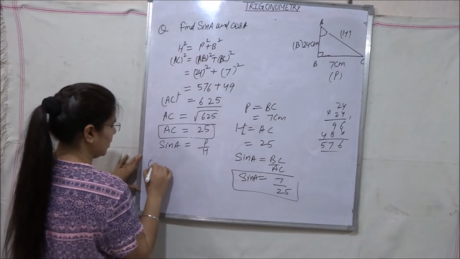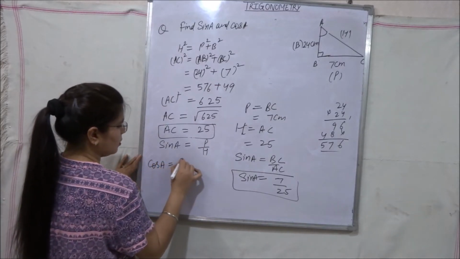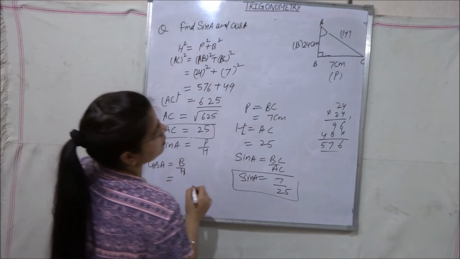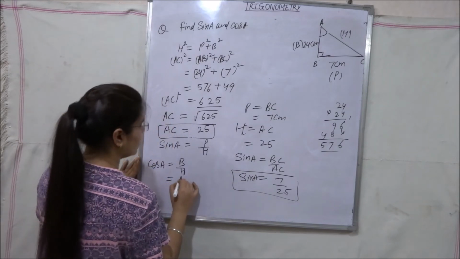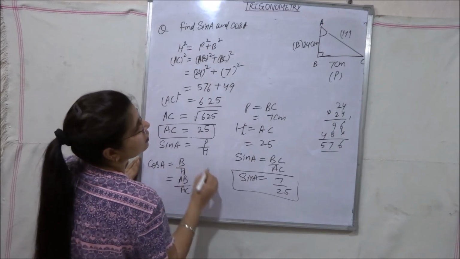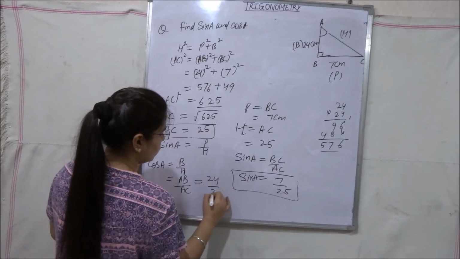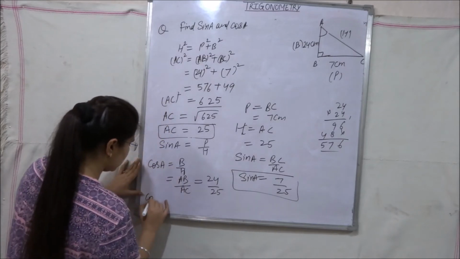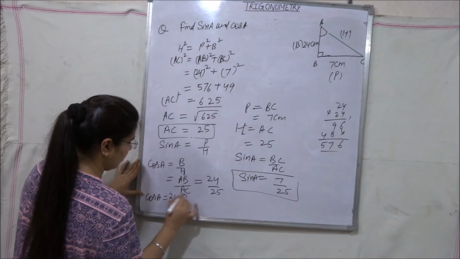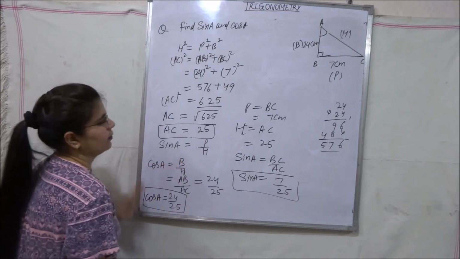In a similar way, cos A is B upon H. So base is AB upon AC, that is 24 upon 25. So cos A equal to 24 upon 25. That's all.